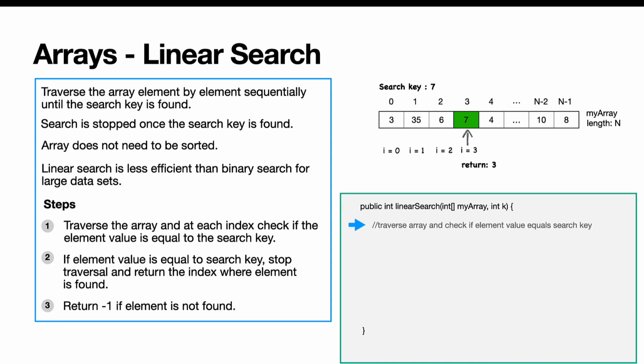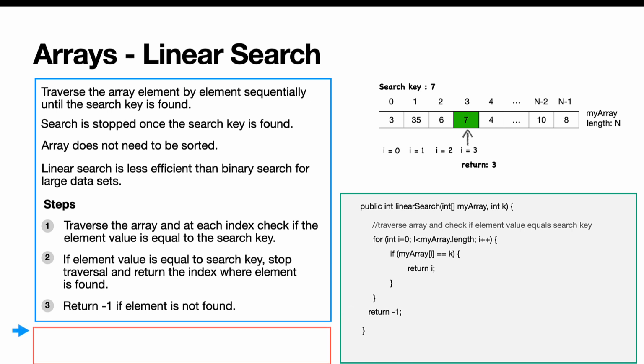We then traverse the array and at each index check if the element value equals the search key. So we have a for loop with i starting from 0, i less than myArray.length, and i++. And within the for loop, we check if the element value at i equals the search key. If it is equal to the search key, then we return the index. After the for loop, we return -1. So if the key is not found, then we return -1.